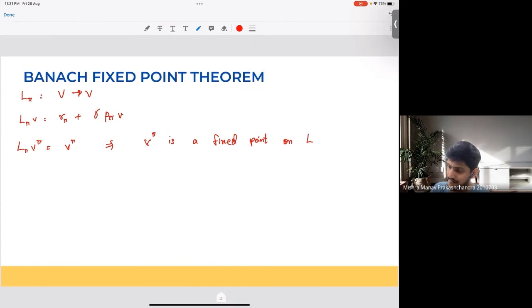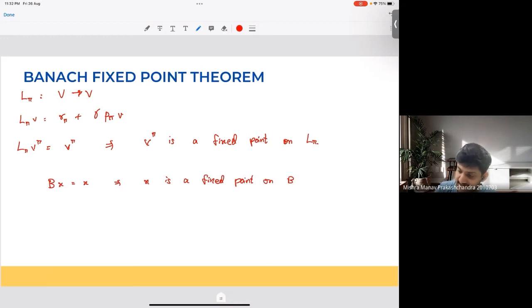of L pi. Okay. So what we mean by a fixed point is, suppose I have an operator, say B. Okay, so if I operate it on some vector x and I end up with x, so I can say that x is basically a fixed point of B.